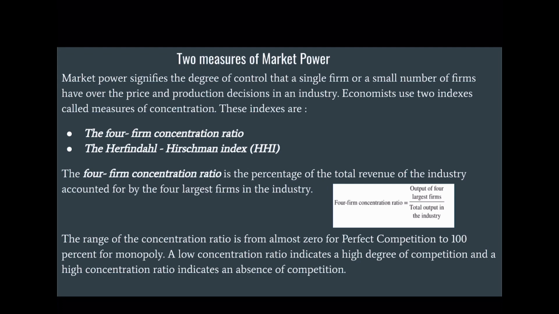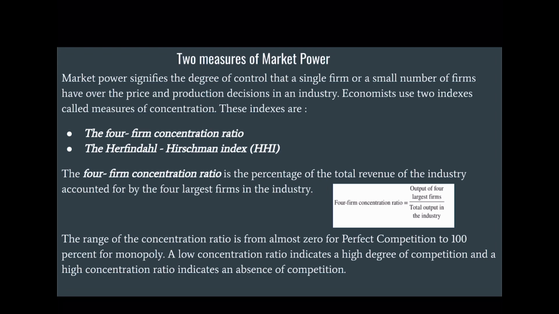Two measures of market power. Market power signifies the degree of control that a single firm or a small number of firms have over the price and production decision in an industry. Economists use two indexes called measures of concentration. These indexes are the four-firm concentration ratio and the Herfindahl-Hirschman index, that is HHI.